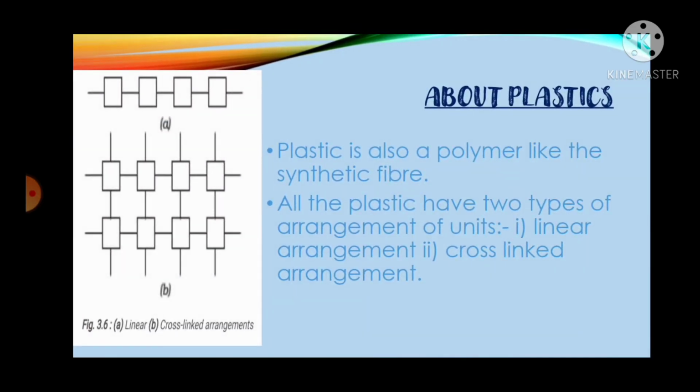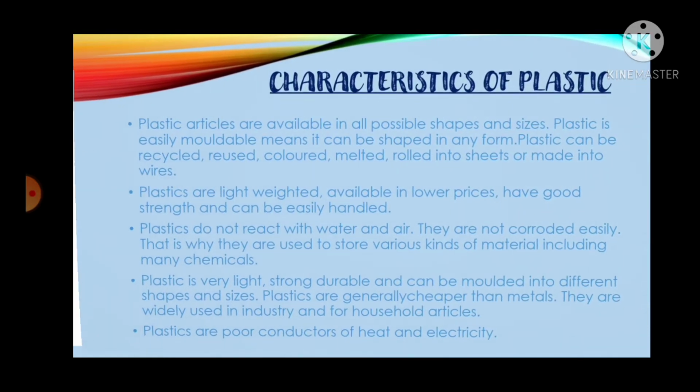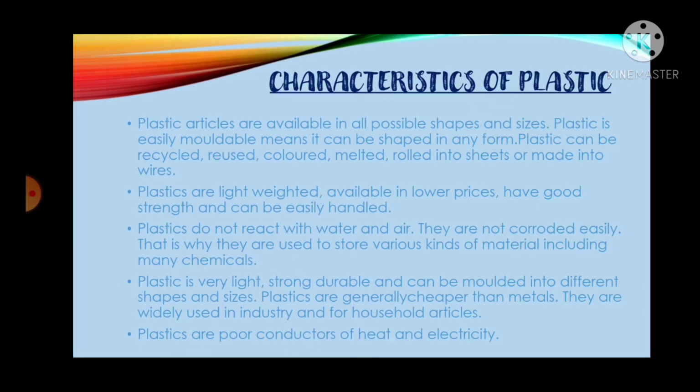First topic, plastic. Plastic is also a polymer like the synthetic fiber. All the plastics have two types of arrangement of units: linear arrangement and cross-linked arrangement. You can see the image of linear arrangement and cross-linked arrangement of plastics in the figure. Now let's go towards the next topic, that is characteristics of plastic.